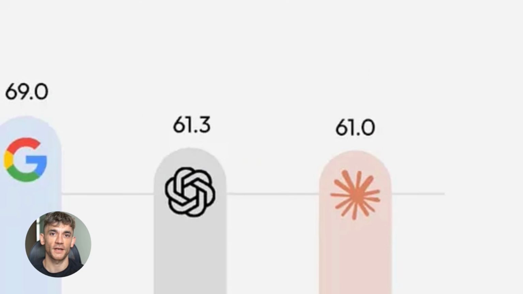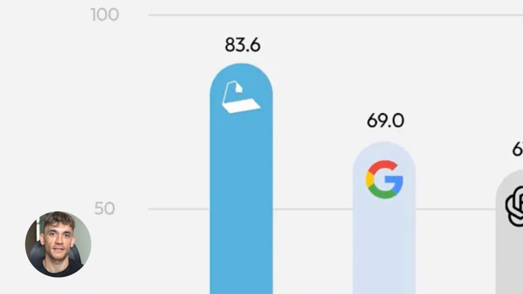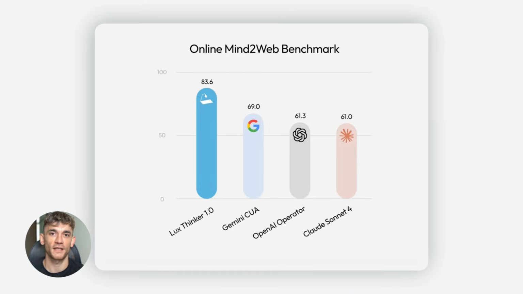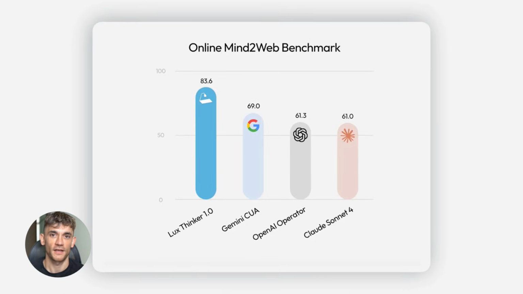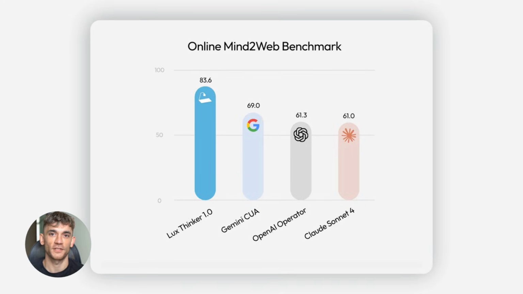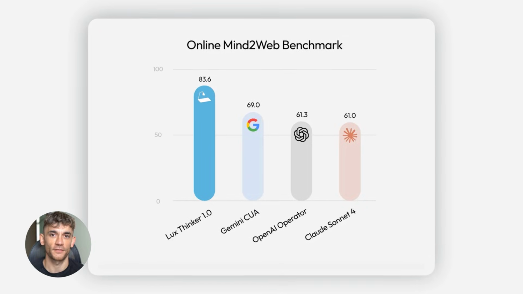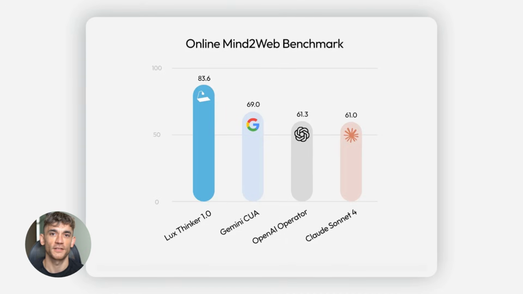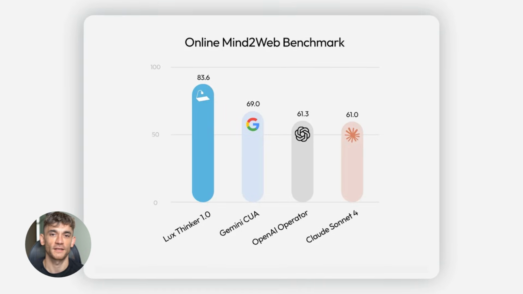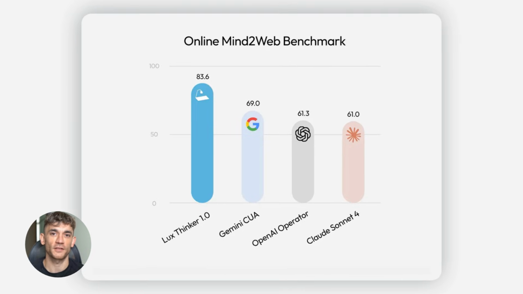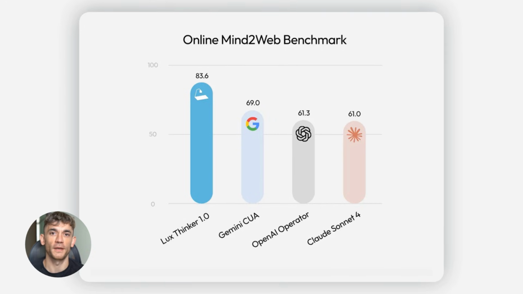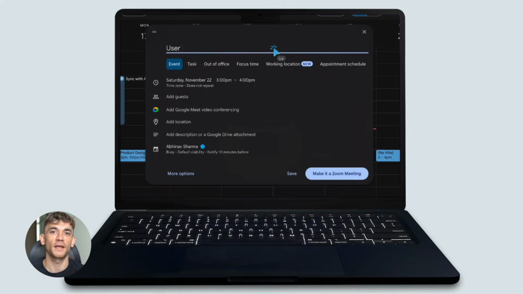Let's talk numbers. There's a benchmark called Online Mind2Web that tests how well AI agents can actually complete tasks on computers. And LUX scored 83.6%. That's insane. For comparison, OpenAI's operator is sitting around 50 to 60%. Anthropic's Claude is in a similar range. So LUX is destroying them, but it's not just about the score. It's about what LUX can actually do.